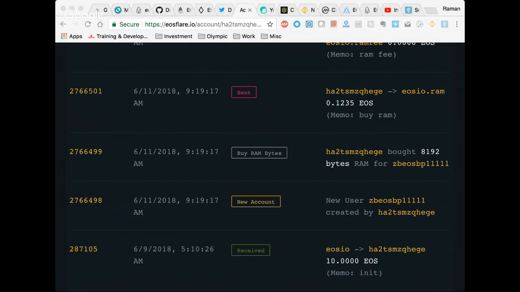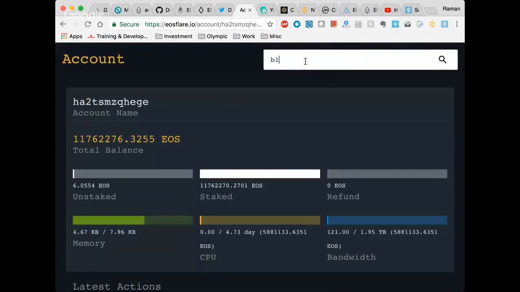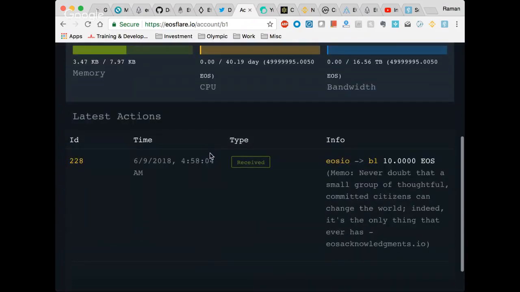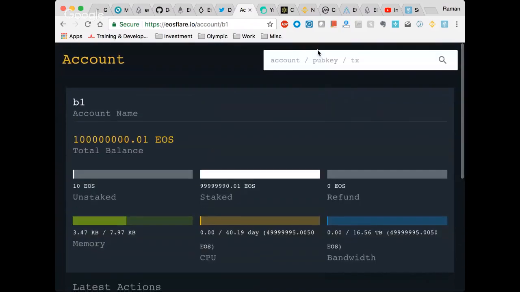But for the premium names, like B1 is the block.one username. So let's go back and look at the B1 account. That is assigned. They have been given a special name, which is just B1 as the account name. That is block.1. And they have not made any transactions. As you can see, they have not voted. So you can track them easily. You can always remember B1. Now, this is a special privilege.